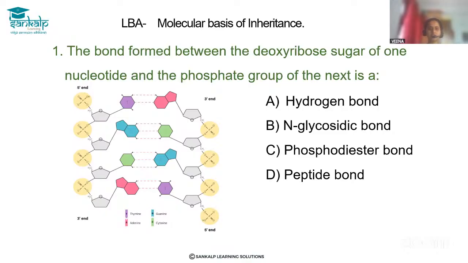Let's solve the question 1. The bond formed between the deoxyribose sugar of one nucleotide and the phosphate group of the next is. So dear student, just understand the question properly. They are asking about the bond formed between the deoxyribose sugar and the nucleotide.